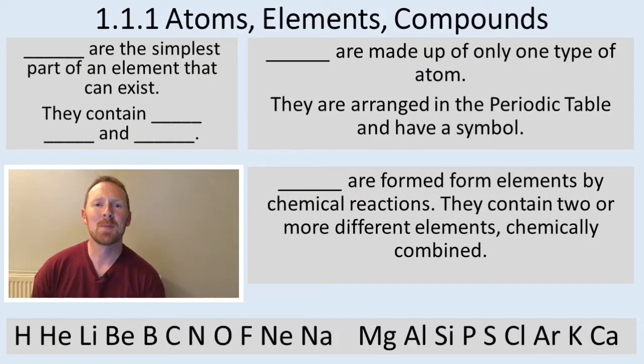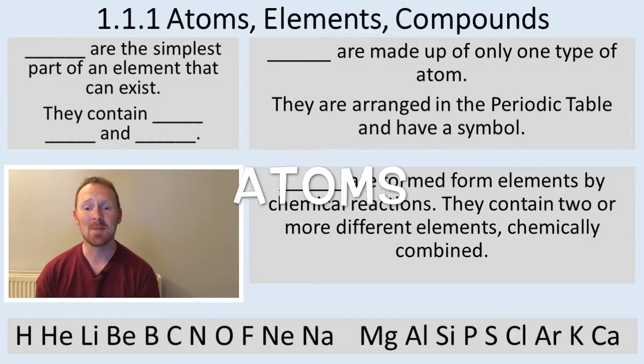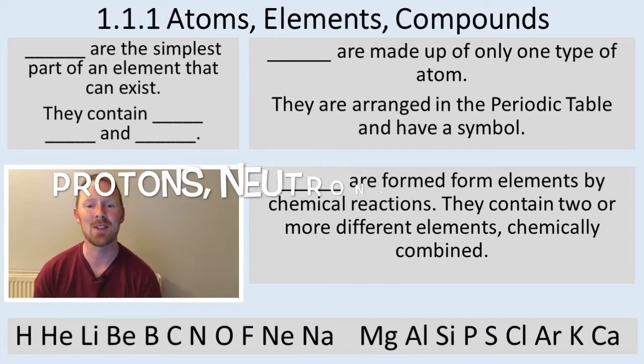As we go through the specification, you'll know the different points that we'll be studying. We're going to start off with 1.1.1, atoms, elements and compounds. So what you need to know is atoms are the simplest part of an element that can exist. They're made up of 3 subatomic particles, protons, neutrons and electrons.